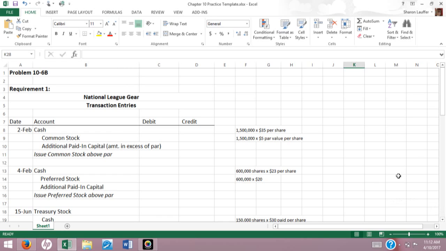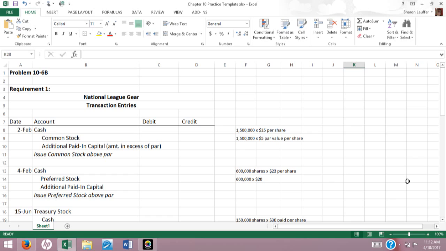P10-6b says National League gear has two classes of stock authorized: 4% $20 par preferred and $5 par value common stock. The following transactions affect stockholders' equity during 2018, National League's first year of operations. So it's their first year of operations, so all of our beginning balances are going to be zero, which is something we'll need to know in the future. And then we have a list of transactions.